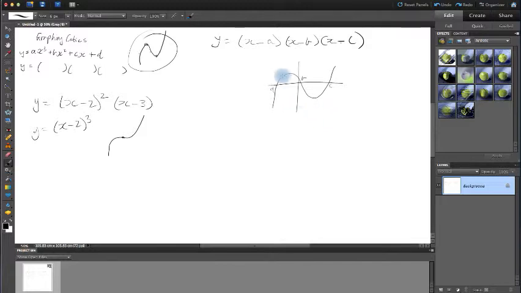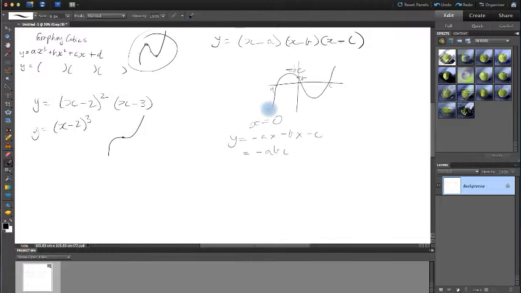You also need to show whatever the y-intercept is by putting in x equals 0 and solving for y. So in this particular case, y will be negative a times negative b times negative c. All the x's are 0, and here we've got three negative signs, so overall that's a negative, a times b times c. So that y-intercept here is minus abc.